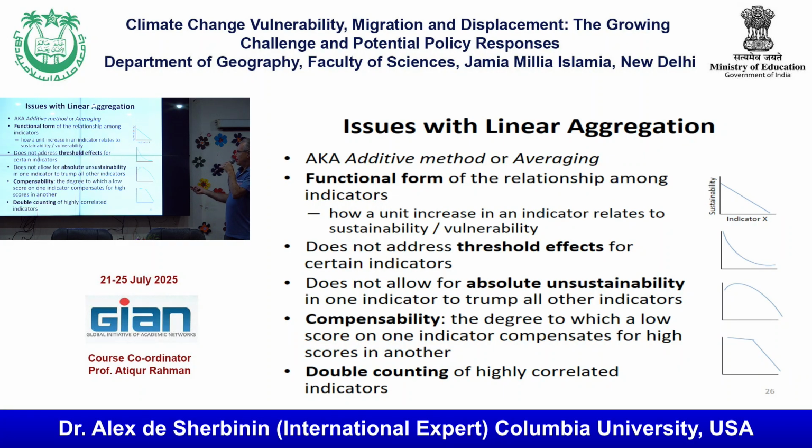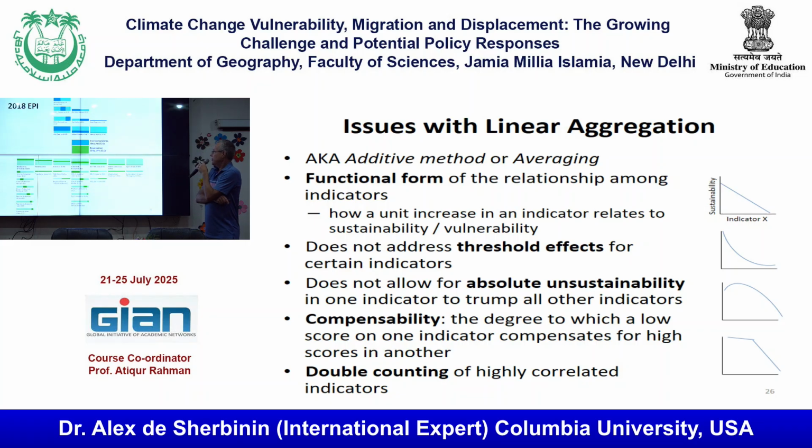So this one does not allow for absolute unsustainability. Another element of the problem with linear aggregation is that if there is one variable that really is the most important, it might not come out in a linear aggregation approach. I talked about compensability, and then double counting is another issue: if several indicators are highly correlated, that could create certain issues.